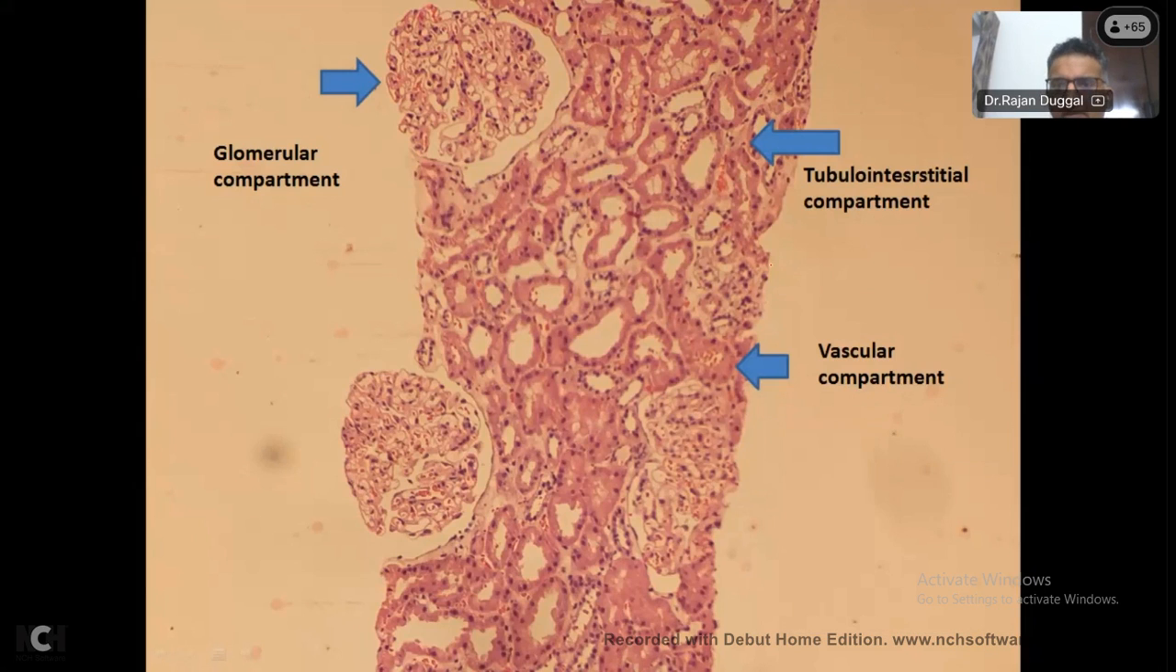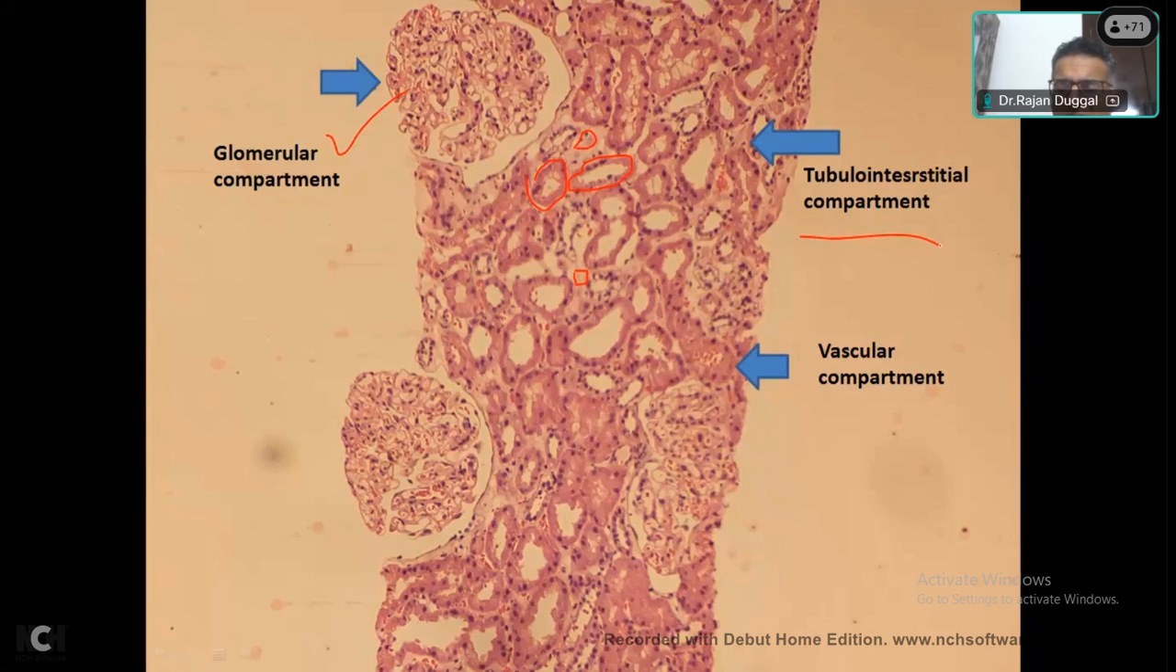Okay, so the last lecture was on the glomerular compartment, and what you can appreciate here are these structures, these are the tubules, and in between whatever you are seeing, this is interstitial. So today we are going to discuss the tubulointerstitial pathology. And as I've told you before, in my first lecture, whenever there is a glomerular pathology, the patient will present with proteinuria or hematuria as the dominant complaints.